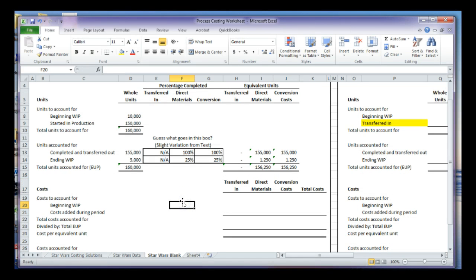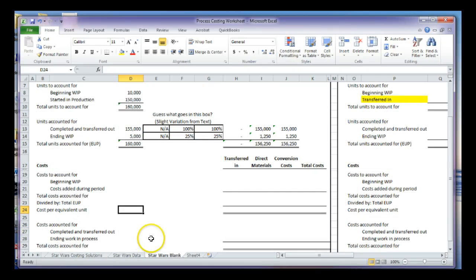And then you might ask yourself, what does this mean? And that's a good question. What this means here is that from a cost standpoint, we know we've accumulated a certain amount of costs, and that cost is going to be divided into what's equivalent to 156,250 units. That's all that's saying. It's a really fancy way of figuring out how much your per unit cost is.